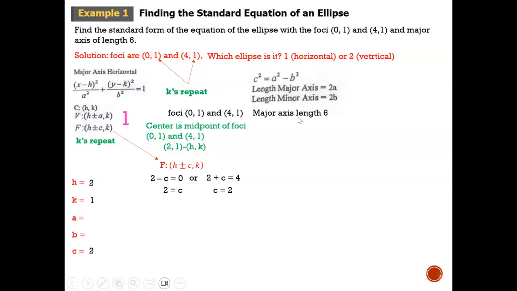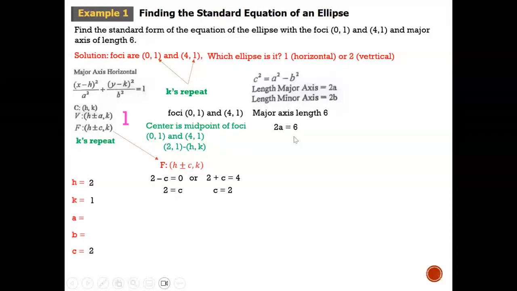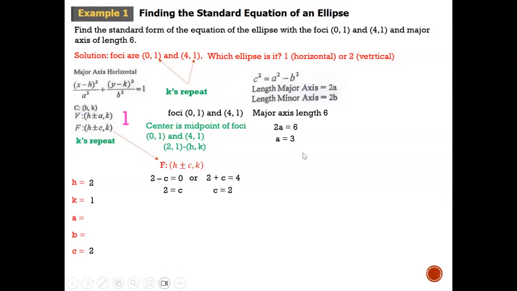Now, the major axis length is 6, right? So the major axis is equal to 2a. So 2a is equal to 6. We divide both sides by 2, so a equals 3. So I got my a. Now, all we need is to find b. That way we have every component needed to find the standard form of the equation of the ellipse.